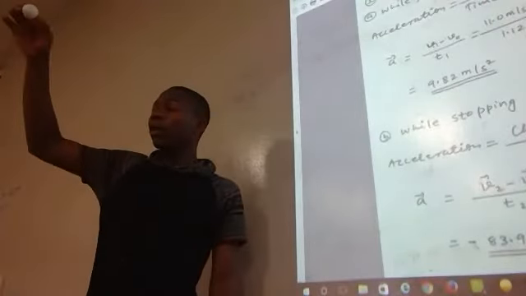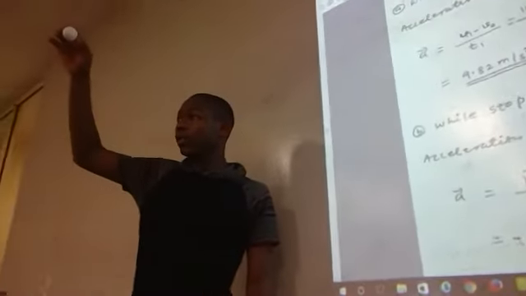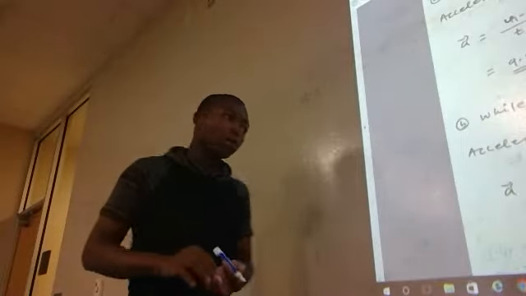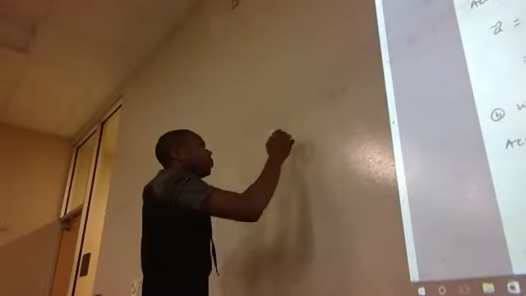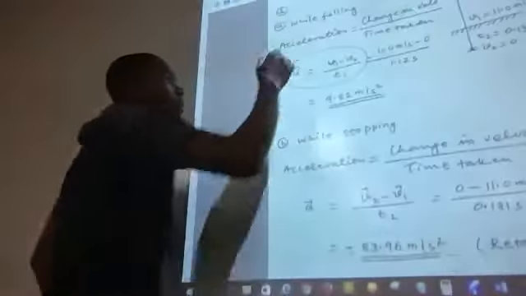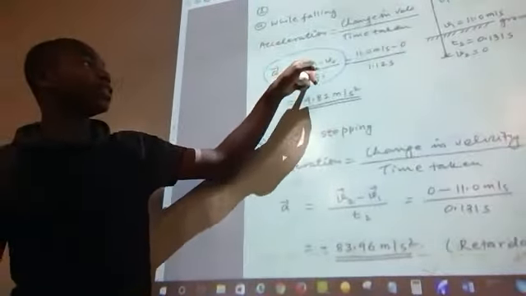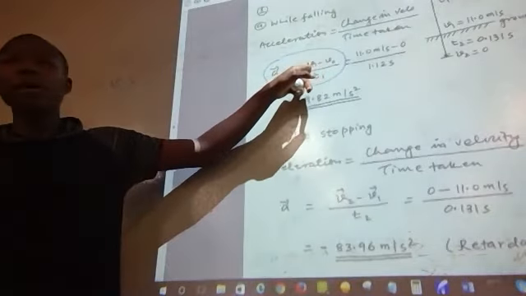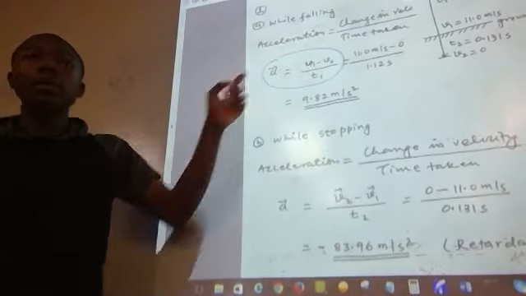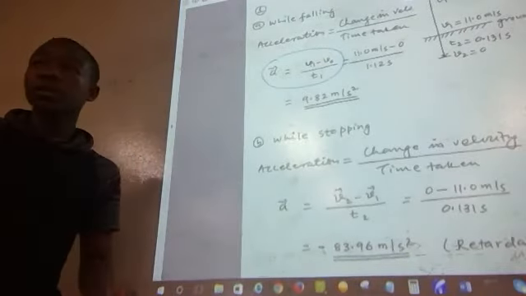Whenever an egg is being dropped, what is the initial velocity? When you drop something, it's going to be 0, right? So we know our initial velocity, and we're trying to find the acceleration. Acceleration, as it's given here, this is the formula: acceleration is the change in velocity, which is the final velocity minus the initial, divided by time taken, right?